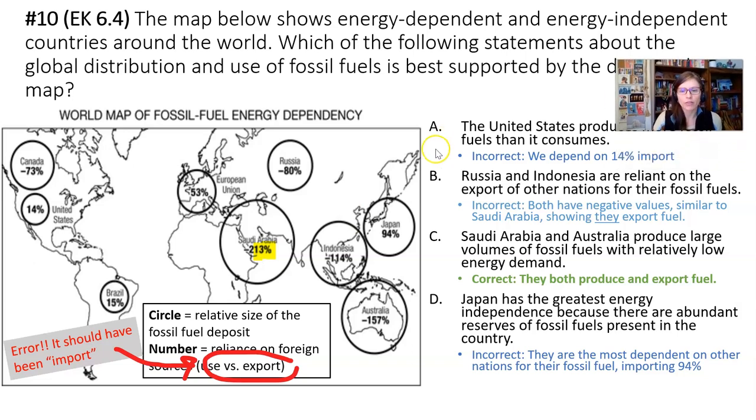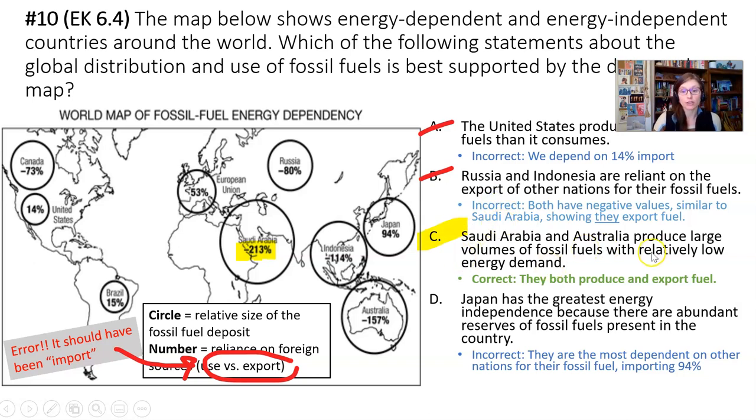So looking at this, the United States produces more than it consumes. Heck no, we depend on 14% import, right? Russia with Indonesia are reliant on export of other nations. No, both of them are exporting. They have negative values, just like Saudi Arabia.